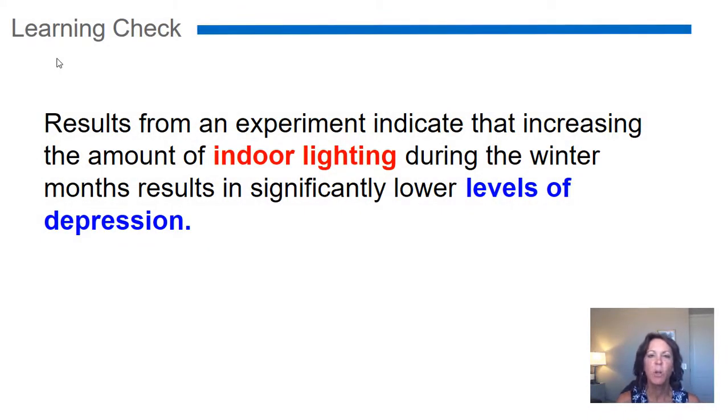So the indoor lighting is the independent variable, or the indoor lighting versus the control group is the independent variable. It's the thing that I vary. I put some people in the indoor lighting group. I put some people in a group that doesn't have indoor lighting. That's the independent variable. And the thing that changes as a result of either having indoor lighting or not having indoor lighting is depression, levels of depression. So that's the dependent variable.